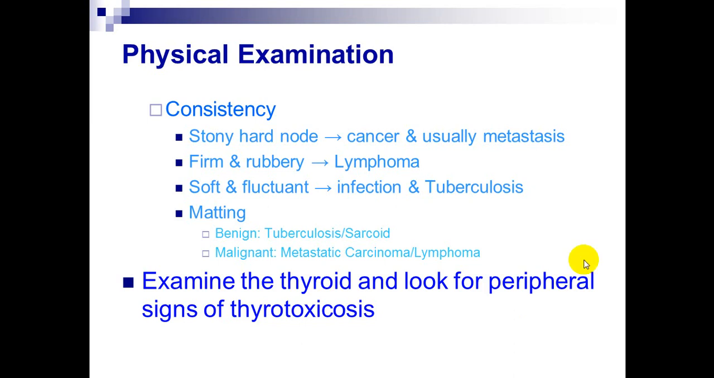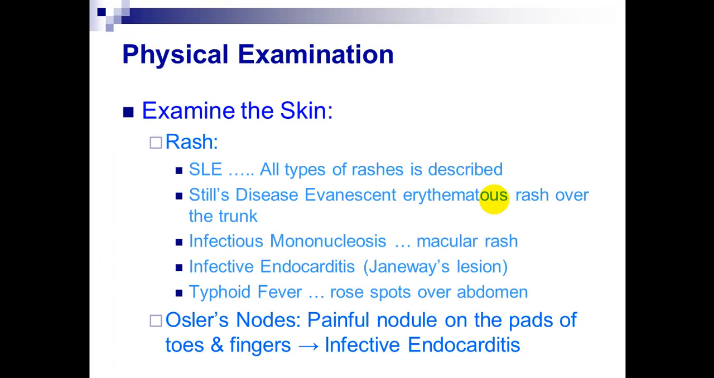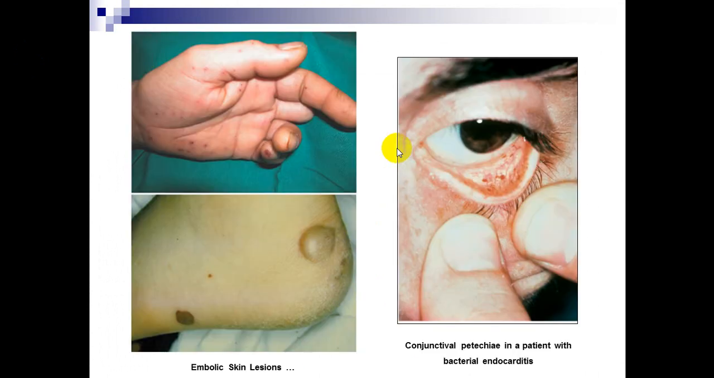Don't forget to examine the thyroid as a cause of fever. Thyrotoxicosis may present with fever. Examine the skin rash to exclude infectious mononucleosis, SLE, Still disease, endocarditis, and typhoid fever, which may give rose spot rash. Osler nodes are what we see in SBE, subacute bacterial endocarditis.